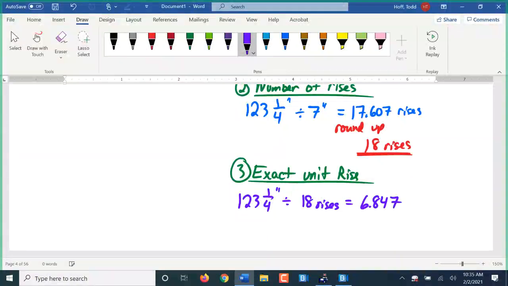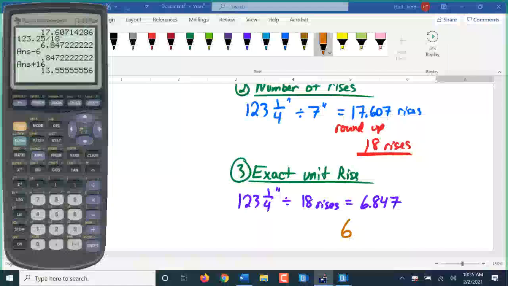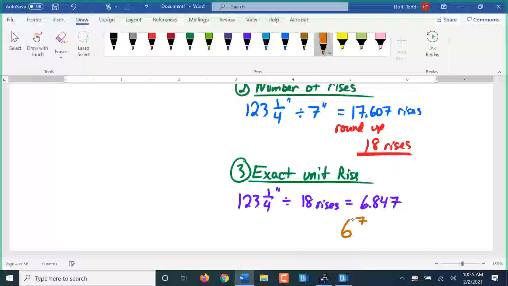So now off of that, we're going to keep the 6. On my calculator here, I'm going to subtract the 6 off. We got 6 whole inches. I just have the decimal left. And I do want to keep this whole decimal there. I don't want to round it any more than I have to. So I'm going to times 16 to get 16ths. That is 13.55, which rounds up to 14, which would be 7/8. 14/16 is 7/8 of an inch. So our unit rise here is going to be 6 7/8 of an inch.